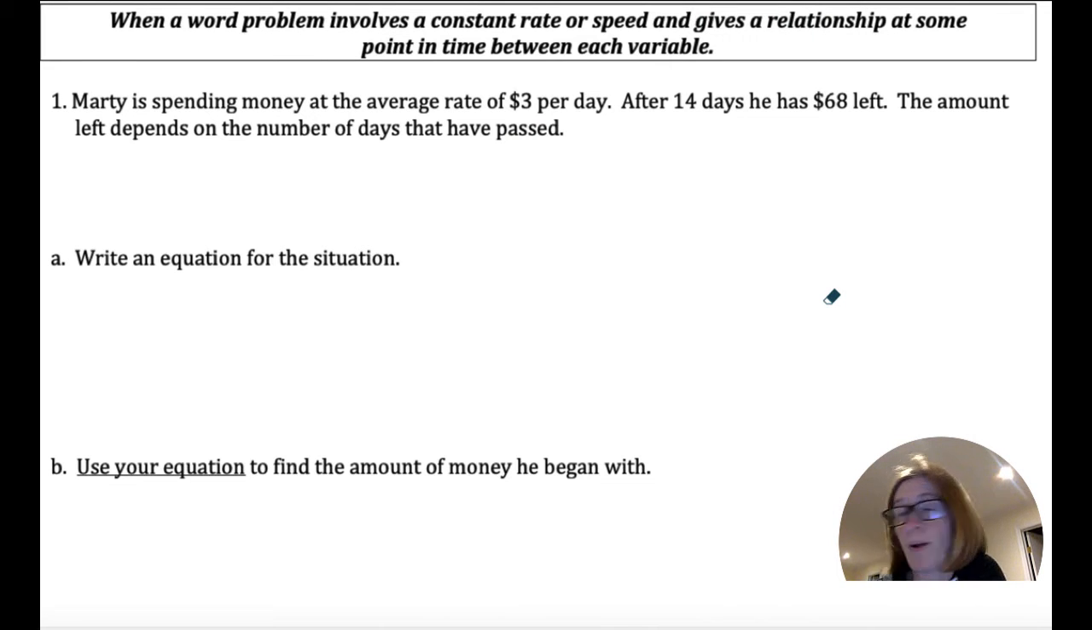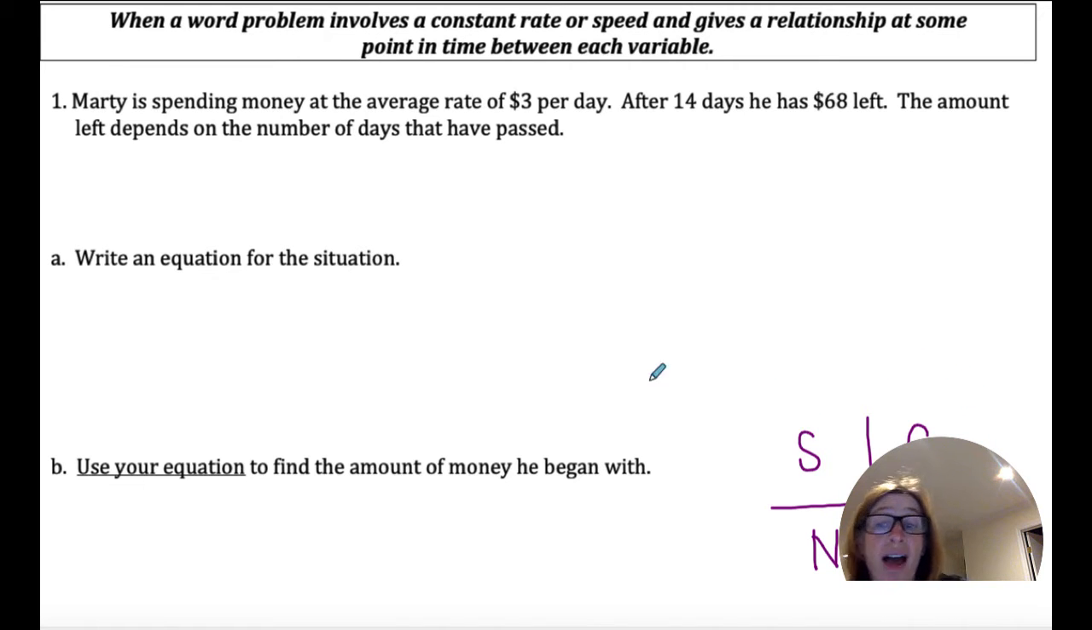Okay, so let's look at a word problem. Sometimes when we're writing linear models, a word problem will involve a constant rate or speed, and it will give a relationship at some point in time between each variable. It's not going to always be so easy, so sometimes we have to turn information into coordinate points to help us. Remember that when I get stuck on things, I want to be able to look at a function 4 ways: symbolically, graphically, numerically, and descriptively. And I want to be able to work my way through all 4 of these to help.